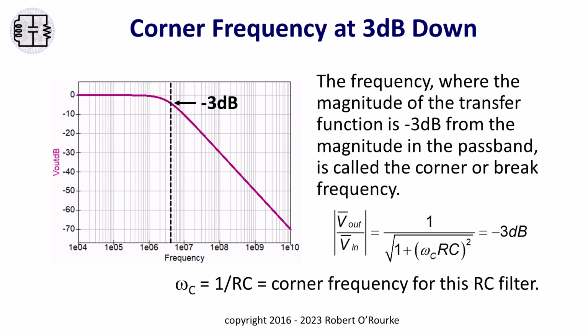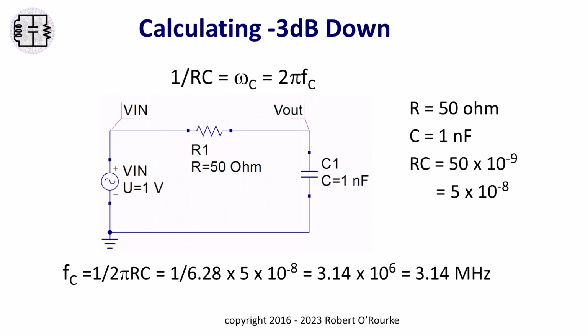The break frequency, or corner frequency in radians, is 1 over RC for this low-pass filter. To calculate the minus 3 dB frequency, we plug in 2 pi times frequency equals 1 over RC and then solve for frequency f.